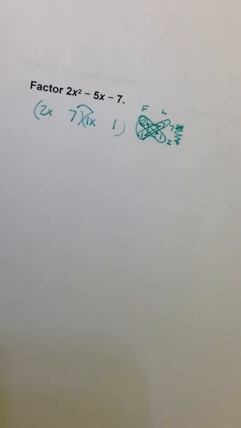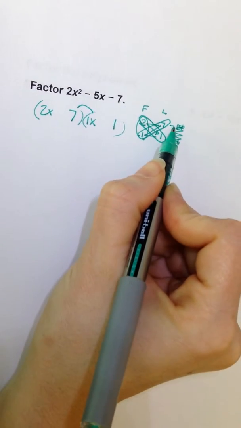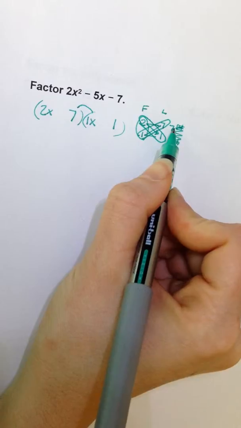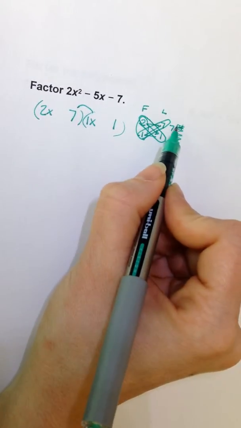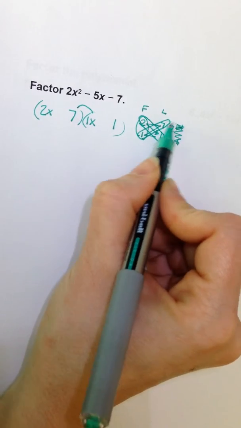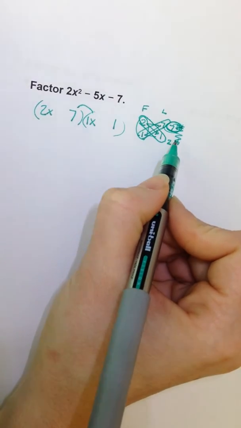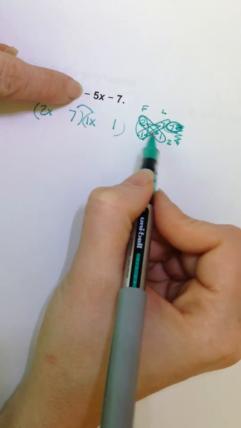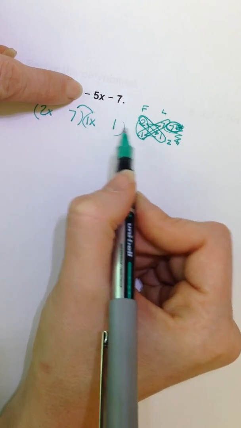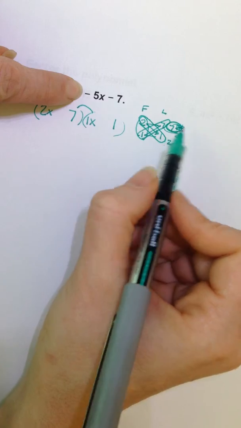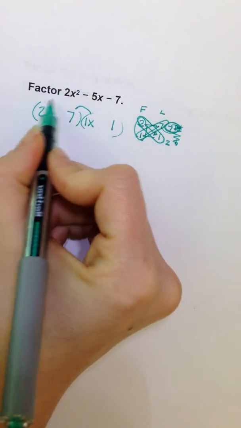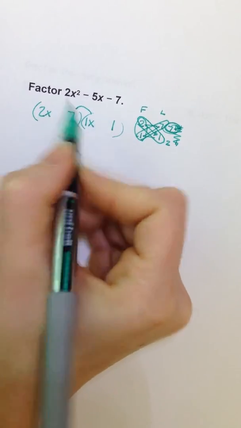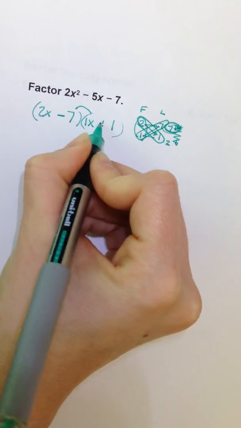And now my issue is which one's going to be positive and which one's going to be negative. So sometimes we just look at these numbers, 7 and 1, and see which one's bigger. But what we actually have to look at is that product. We want this product to be negative because the middle term is negative. So I want the product that is going to be negative to be the bigger one. So I have my 2 or my 7, and I want it to be my 7.